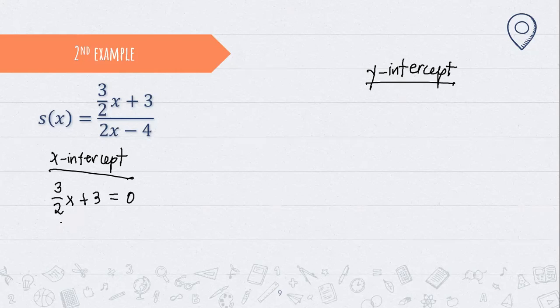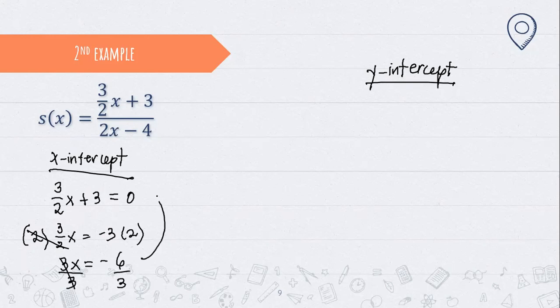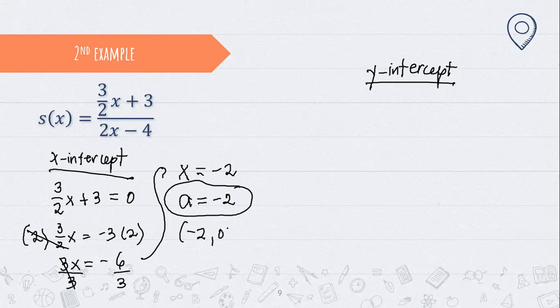Okay? Lipat si 3, that would be 3 over 2x is equal to negative 3. And then multiply both sides by 2 muna. Sige, isa-isahin natin. Cancel si 2. So we have 3x is equal to negative 6. Divide both sides by 3. So dito na sa taas, our x is equal to negative 2. Hence, the x-intercept is equal to negative 2, which means our graph touches negative 2, 0.